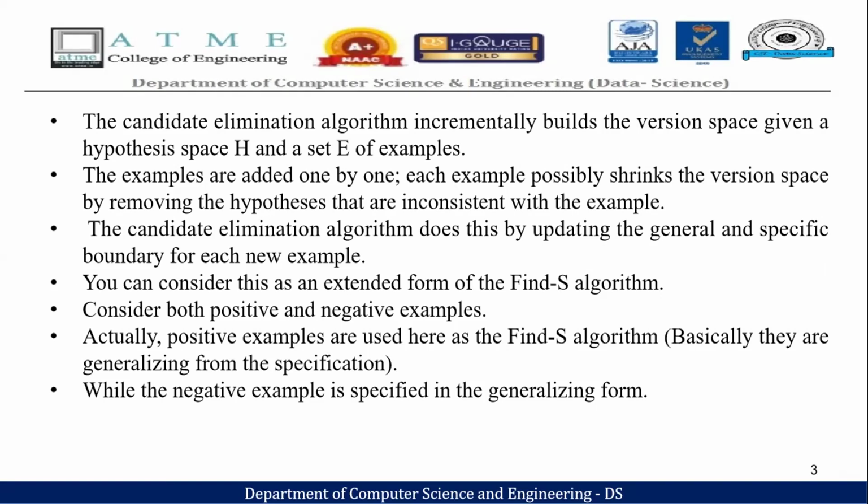Version space is a space which consists of both general and specific hypotheses. The examples are added one by one. Each example possibly shrinks the version space by removing the hypotheses that are inconsistent with the example. So, when you give the examples one after the other, the version space is going to shrink. It is going to keep only the hypotheses which are consistent with the example or the sample. If it is inconsistent, it is going to remove that.